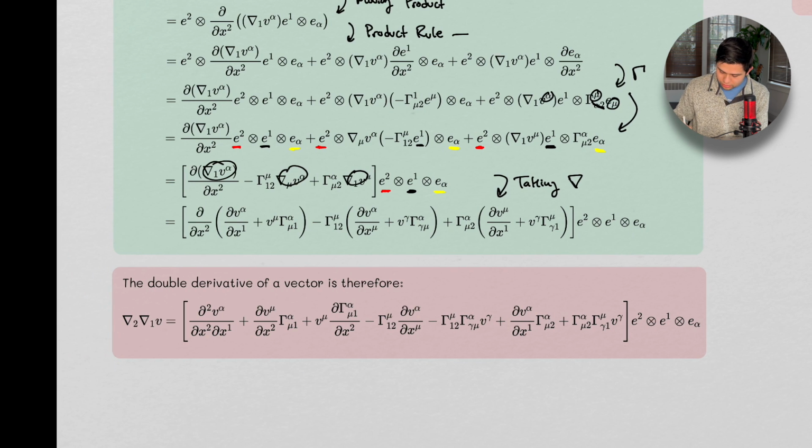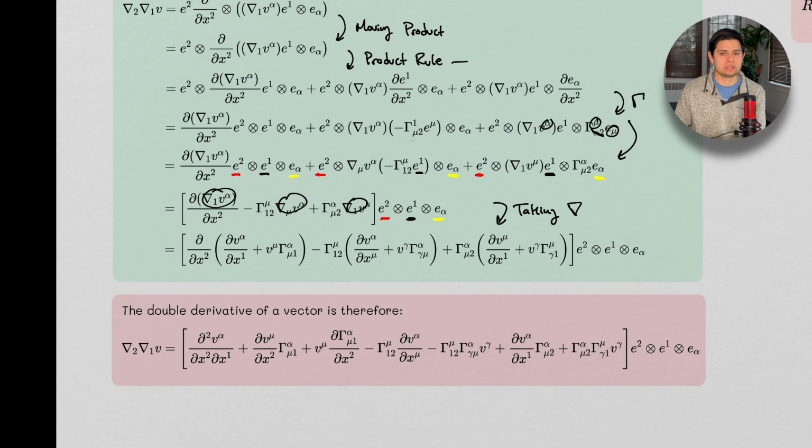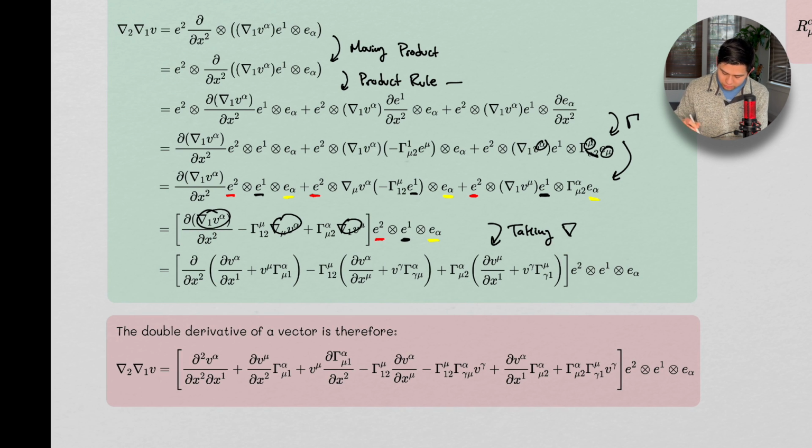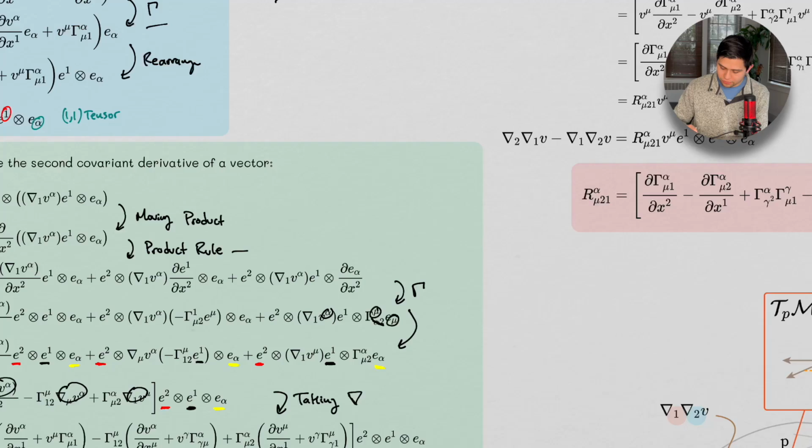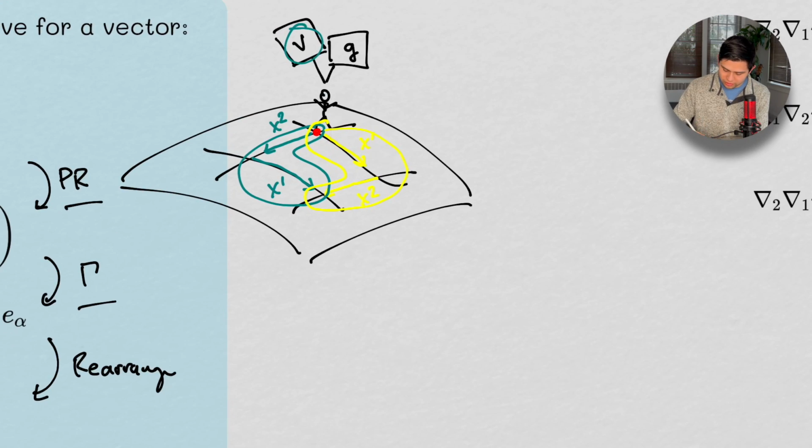So this can be a little bit daunting. Typically, you're not really required to memorize this. But what we're going to do is we're going to take this now, and here it is. This is the double derivative of the vector. Now we're going to go in the other direction, right? So we went in this direction. Let's go in this direction now.